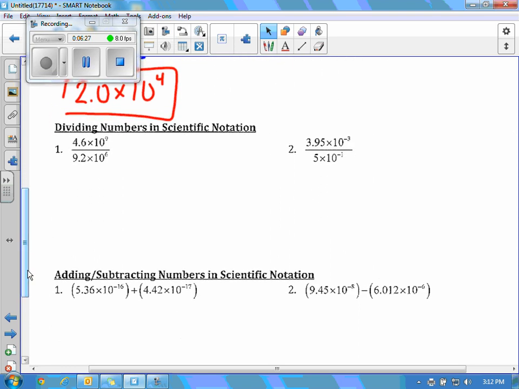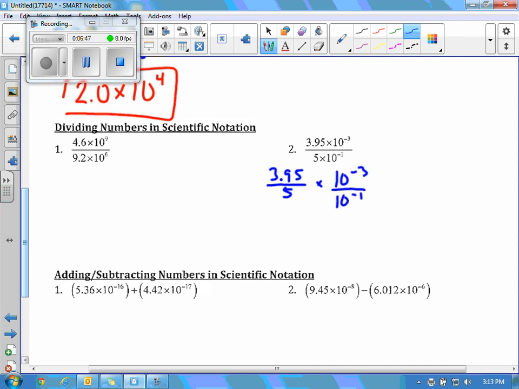For the next section, we're doing dividing using scientific notation. I'll let you guys do the first one. I'll do the second one. So I'm going to divide the numbers I have out in front first. So 3.95 divided by 5. And then I'm going to divide 10 to the negative third over 10 to the negative first. 3.95 divided by 5 is going to be 0.79.